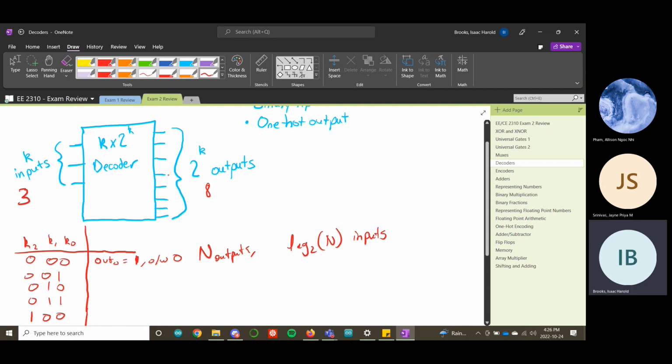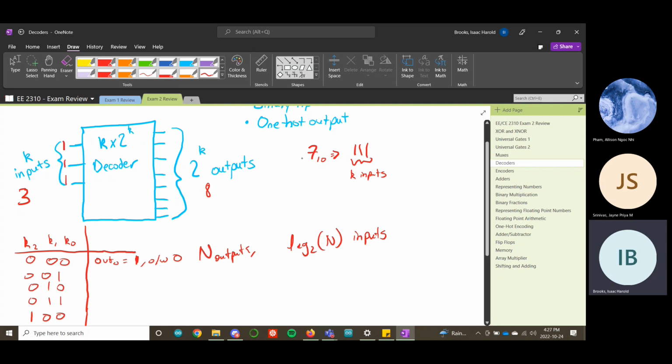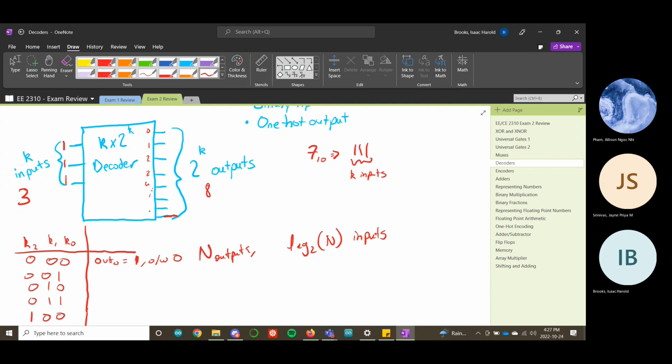I think the analogy you talk about in class for this one is a sprinkler system. If you have maybe 8 sprinklers and you only want to turn one of them on at a time, you might have a decoder. Say I want to turn on sprinkler number 7. 7 in binary is 1, 1, 1. So these would be your k inputs: 1, 1, and 1. Then output number 7, with outputs labeled from 0, 1, 2, 3, 4, up to the last one, 7, will have a 1, and all the other ones will have a 0. And that's what the decoder does.